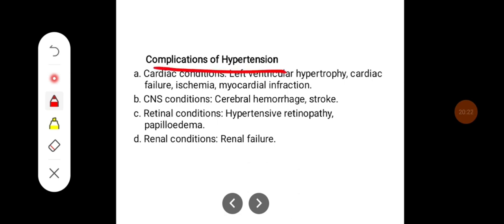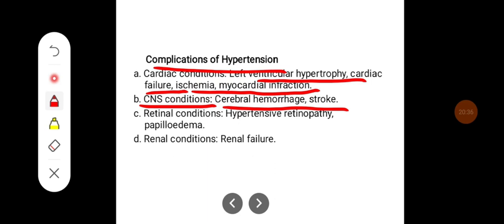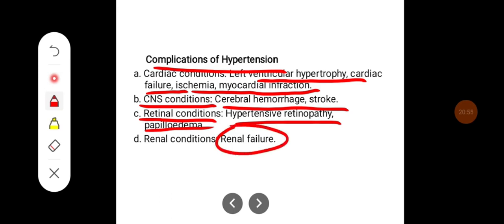Some of the complications of hypertension are left ventricular hypertrophy, cardiac failure, ischemia, and myocardial infarction in the heart, and some CNS conditions. It can lead to cerebral hemorrhage and stroke. It can also cause retinal conditions, where it leads to hypertensive retinopathy and papilledema, and it can affect the renal system by leading to renal failure.